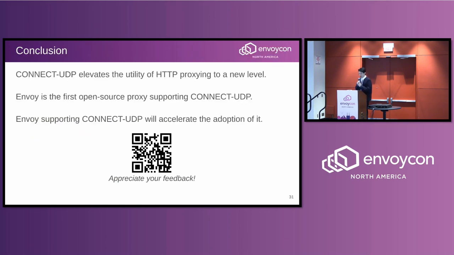So to conclude, CONNECT-UDP unlocks the power of HTTP proxying to a new level with QUIC and HTTP. And Envoy is the first open source proxy that supports CONNECT-UDP. So we believe that Envoy supporting CONNECT-UDP will accelerate the adoption of this proxying technology.